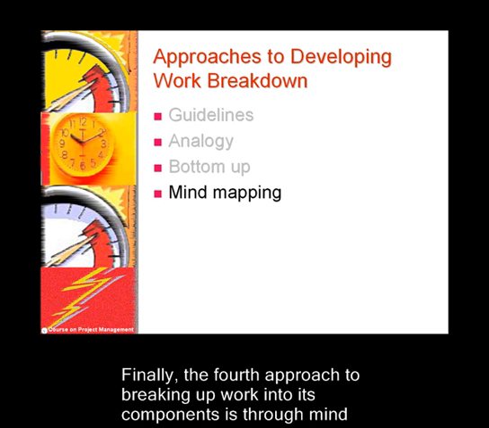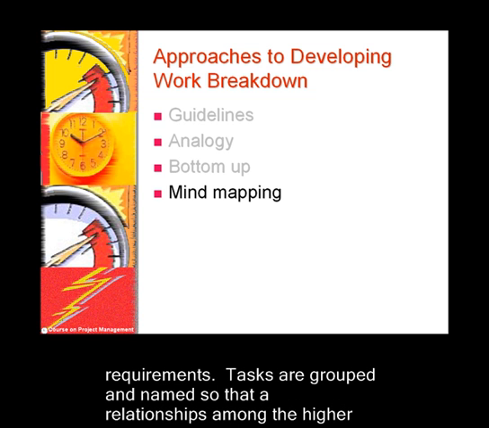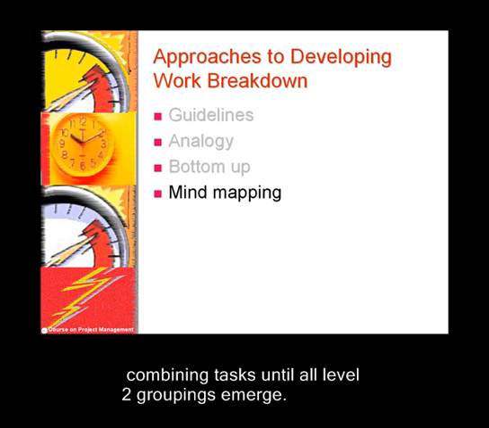Finally, the fourth approach to breaking up work into its components is through mind mapping. In this approach, visual tools are used to link various tasks in order of their requirements. Tasks are grouped and named so that a relationship among the higher order task applies to all members of the group. We start with the lowest level and continue combining tasks until all level 2 groupings emerge.